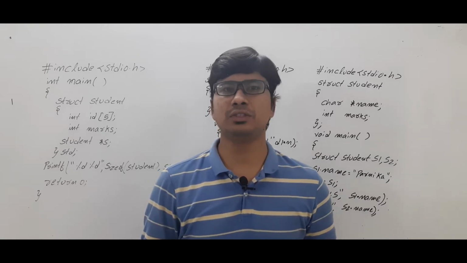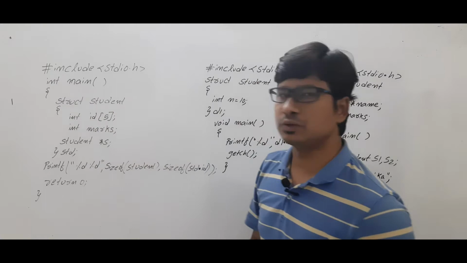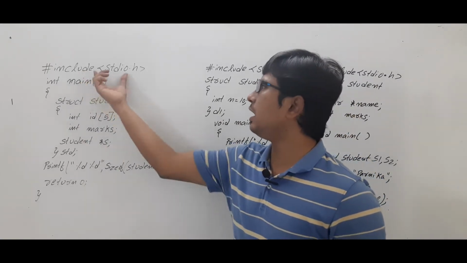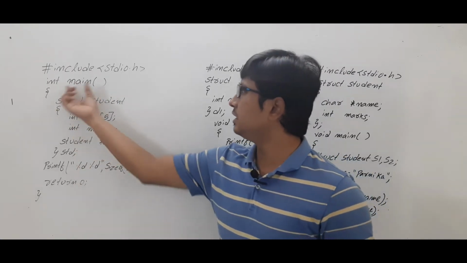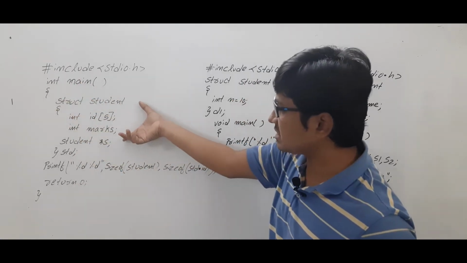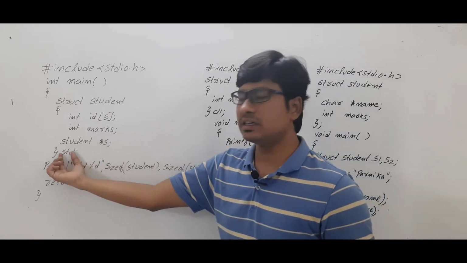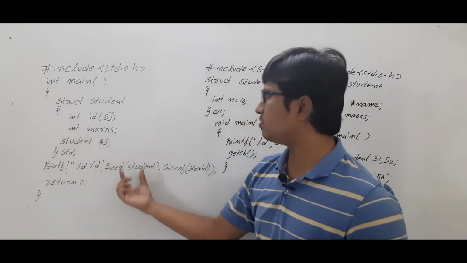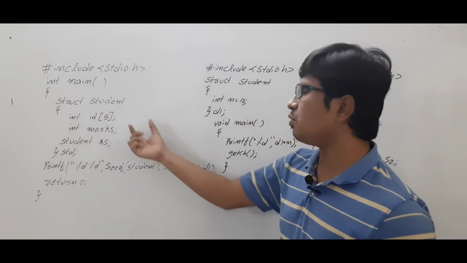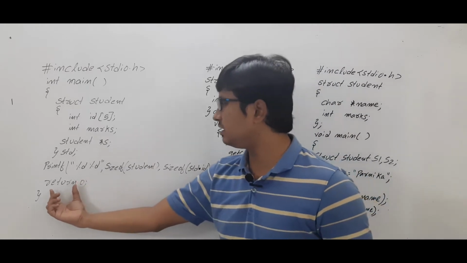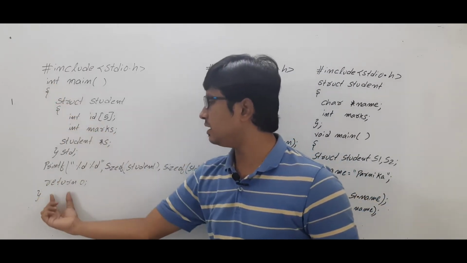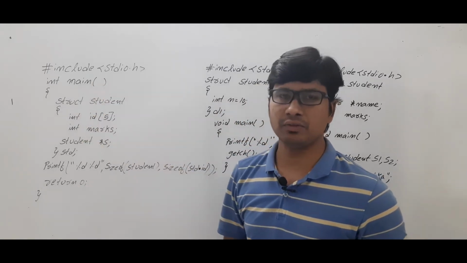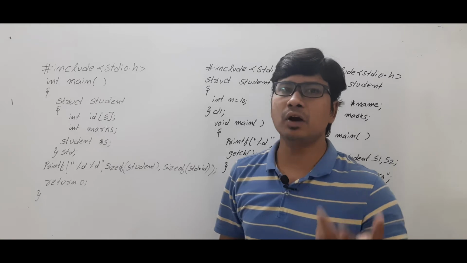First, let me discuss question number 1. They have given a pseudocode and they are asking what will be the output of this program. They have given #include <stdio.h>, int main. They have defined a structure and declared a structure variable called std, and they are asking us to print the size of the structure and the size of one variable. Finally, in int main, they are returning the value 0, which is an integer. So this is the program, and they are asking what will be the output.